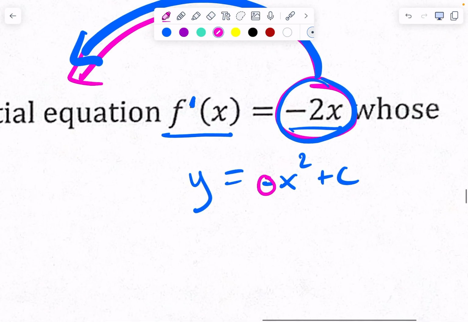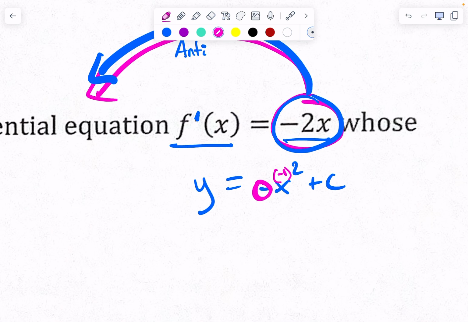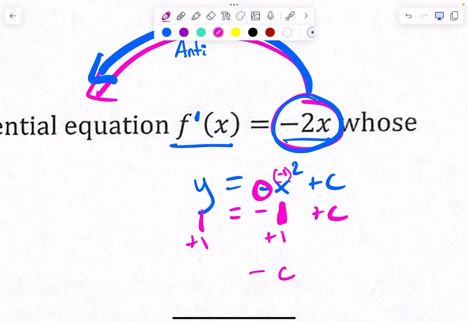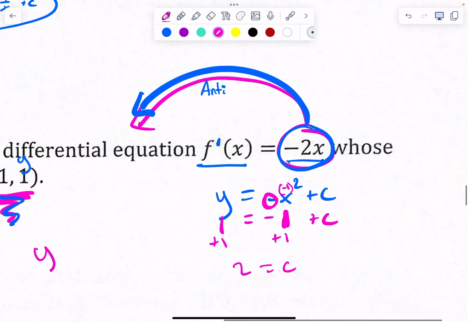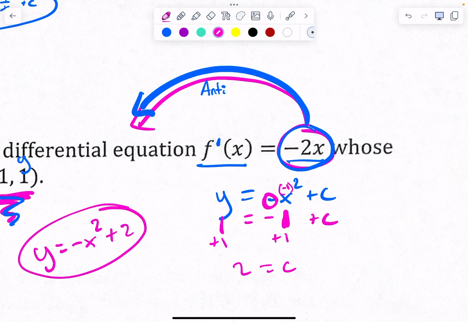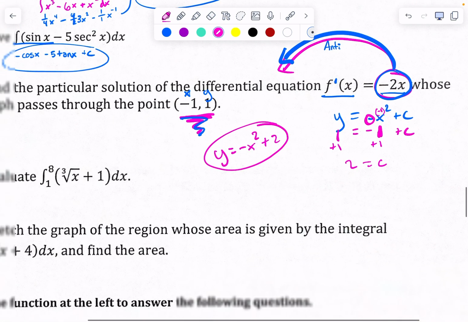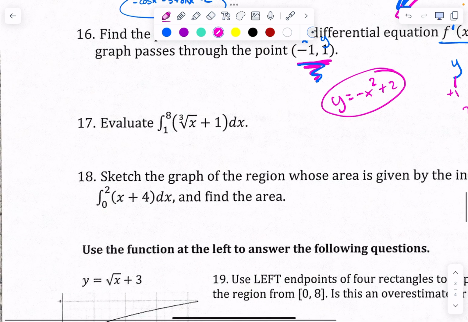The negative is out front: negative 1 squared, and then this negative is out front. Oh, there's another negative. Yep, gotcha. So 1 equals negative 1 plus C, so C equals 2. Y equals negative x squared plus 2. Beautiful.